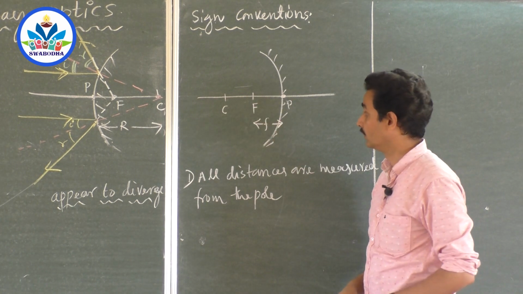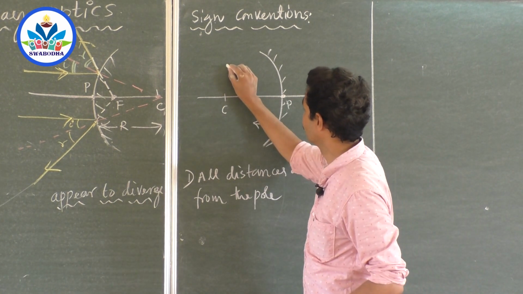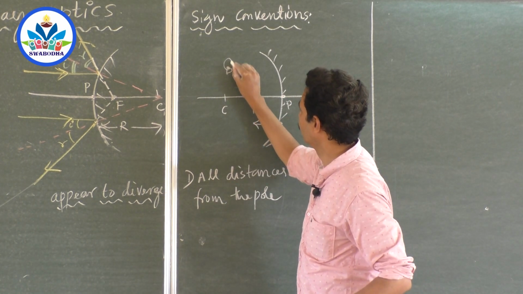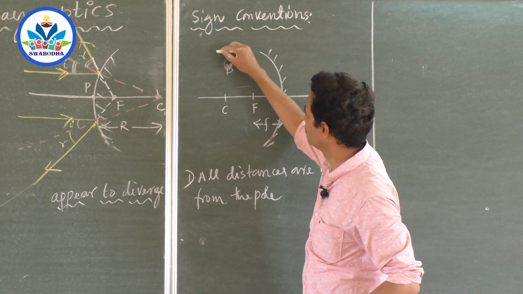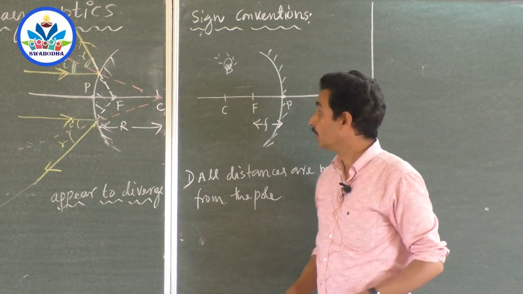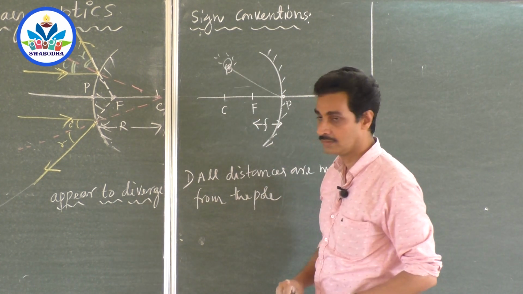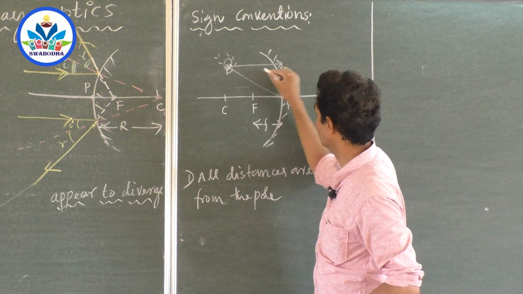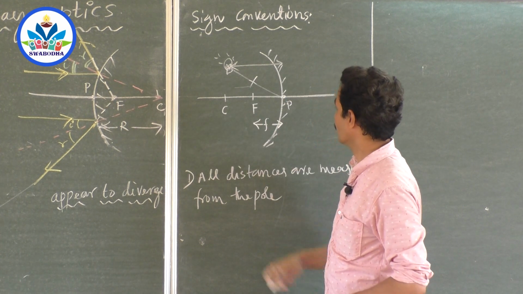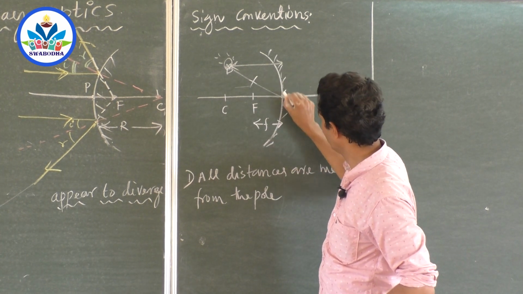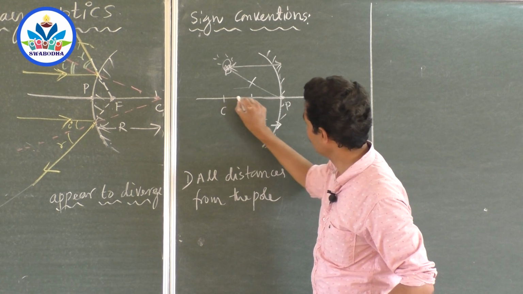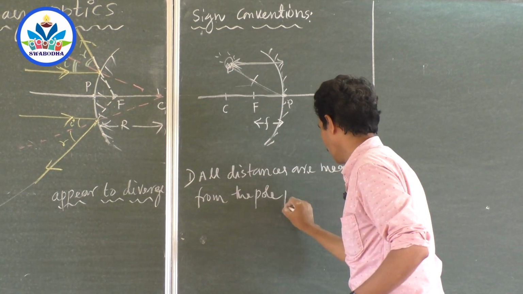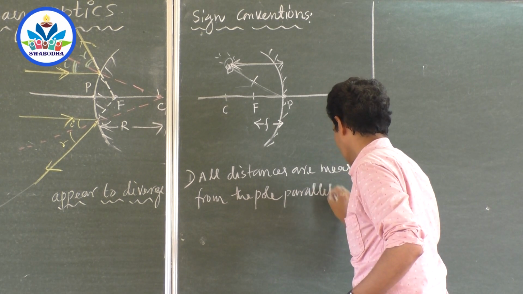But how do you measure it? For example, suppose you have an object here. Suppose you have a small bulb switched on here. And if I want to trace where is the image of this bulb, what to do? Don't measure the distance like this. Measure the distance parallel to this. That means this is the distance, not this one. So all distances are measured from the pole parallel to the principal axis, like this, not like this. So parallel to principal axis.